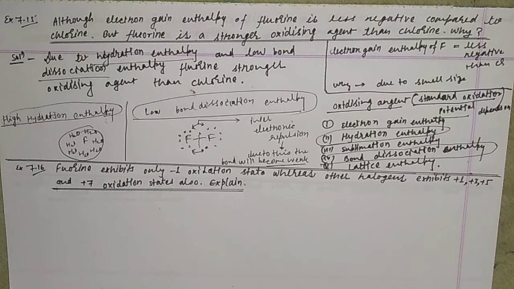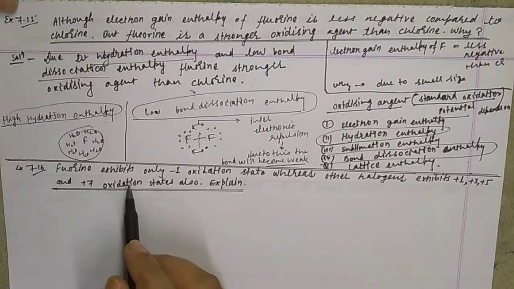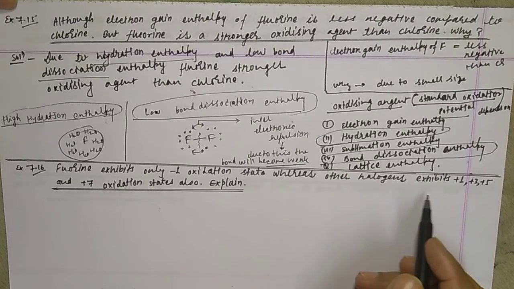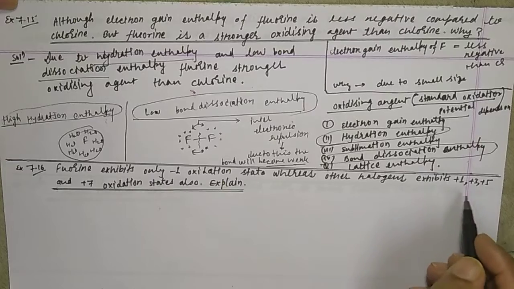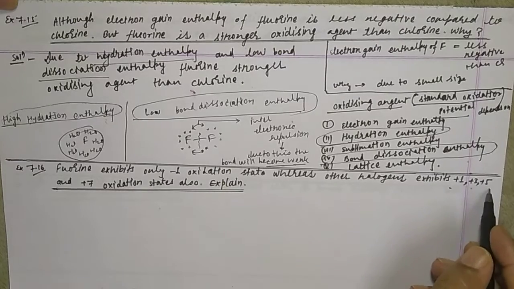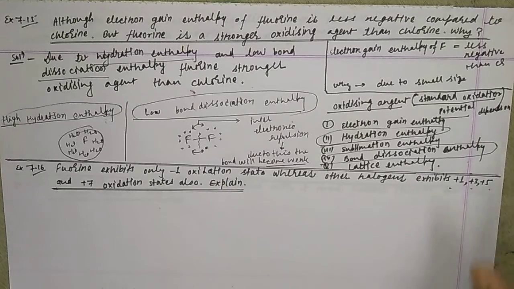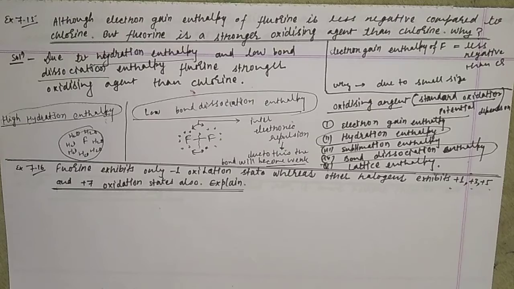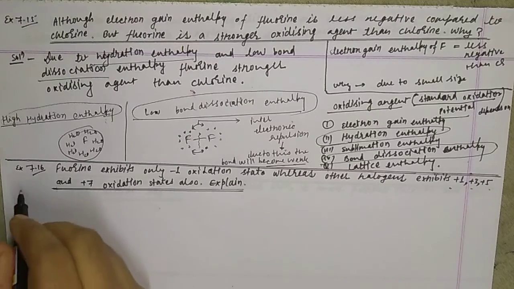Now let us move on to another question. Fluorine exhibits only the -1 oxidation state, whereas other halogens exhibit -1, +1, +3, +5 and +7 oxidation states. This is a very common question, and very easy to understand. Let us see how we can answer this one.